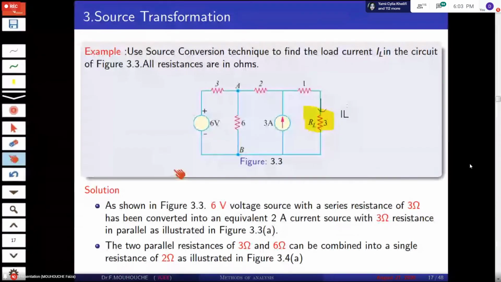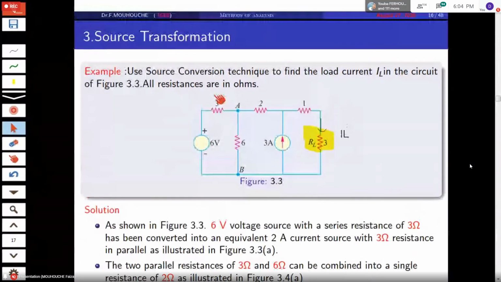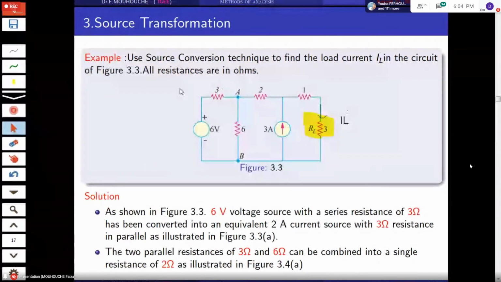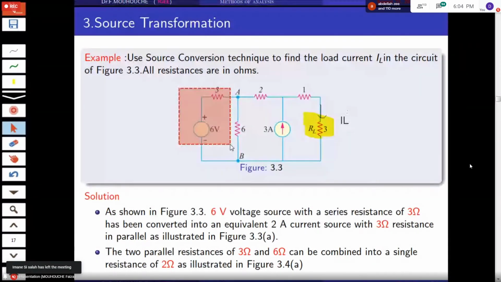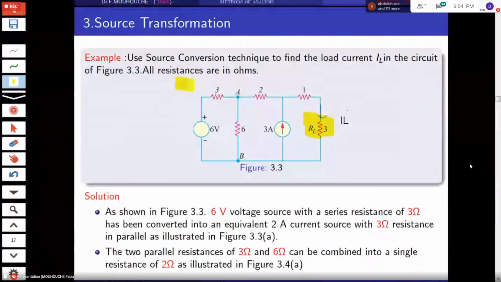As you can see in this figure, we have two sources, a voltage source and a current source. Look at the left side here. Okay, I draw it like that.